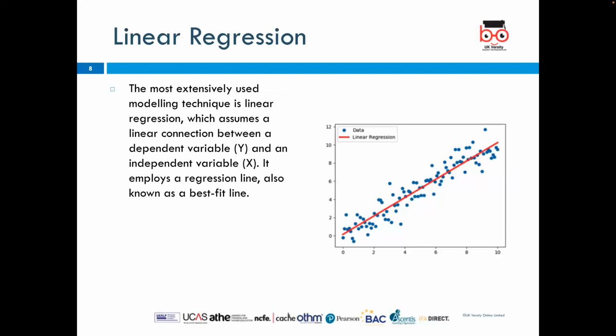What is linear regression? The most extensively used modeling technique is linear regression, which assumes a linear connection between a dependent variable y and an independent variable x. It employs a regression line, also known as the best fit line. So over here, over this chart, we can see that we have the linear regression and we have the data scattered across each axis.